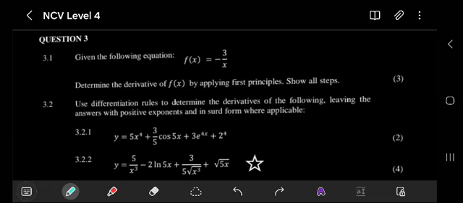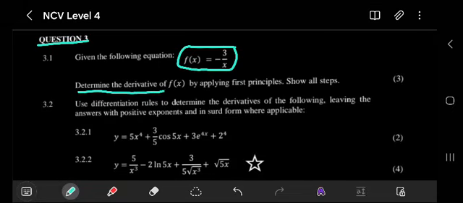Today we'll be dealing with NCV Level 4 mathematics. We are given question 3. Here we have 3.1, given that the following equation is this: f of x is equal to negative 3 over x. It says determine the following derivatives of f of x by applying the first principle.